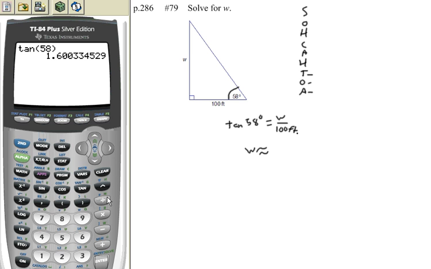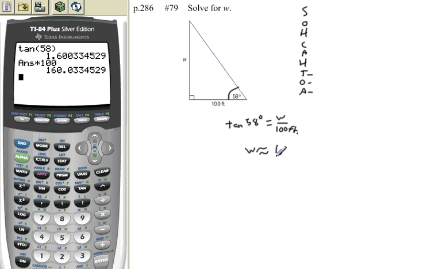Okay, now to solve for W, I multiply both sides of my equation by 100. And I get W is about equal to 160. And let's keep two decimal places here, 0.03. And I should get a label on here. Since this side is labeled in feet, W should also be labeled in feet.